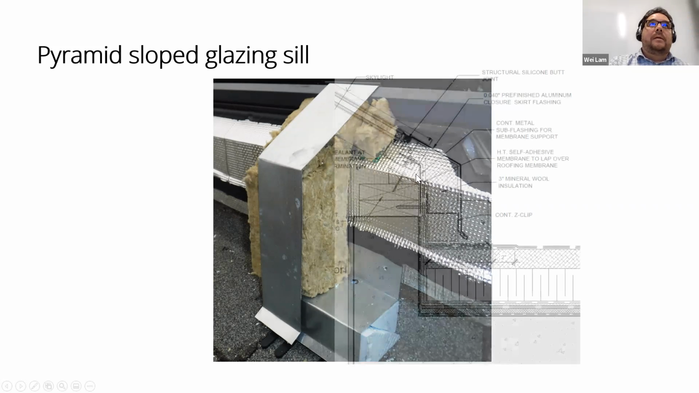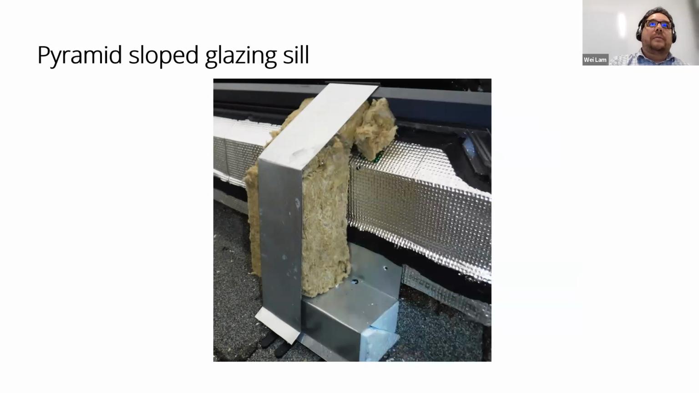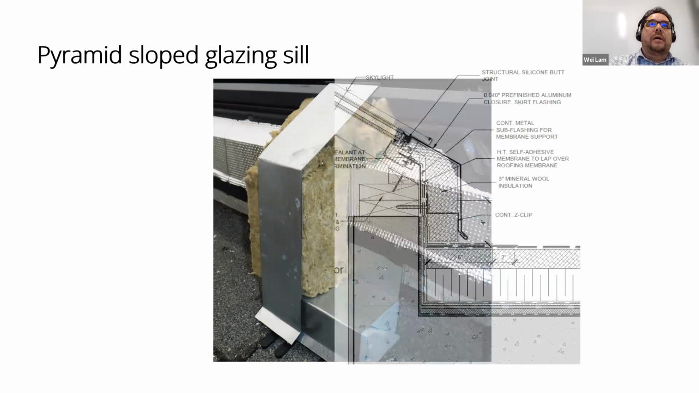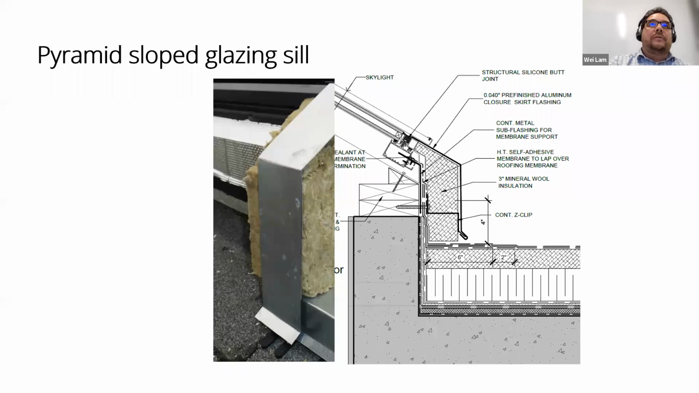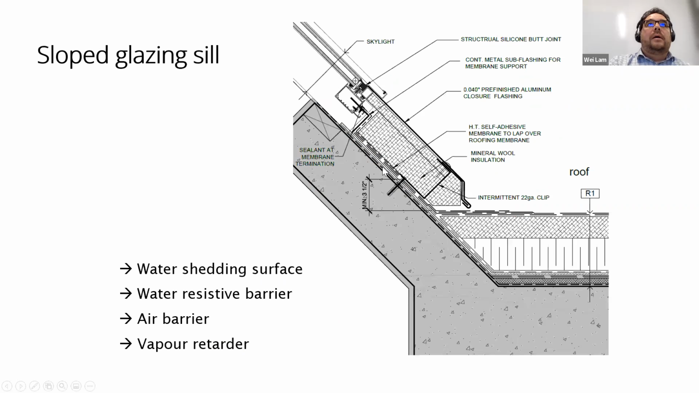Oh, sorry. This is the pyramid lights. So very similar, sort of coming up. You're able to insulate that sill, and then the slope glazing. Cutting to the slope glazing sill, this was adding insulation to that.